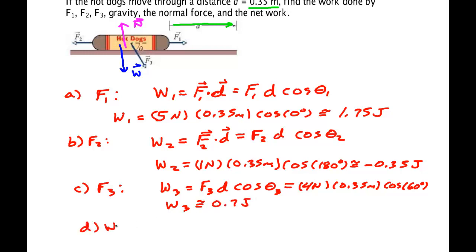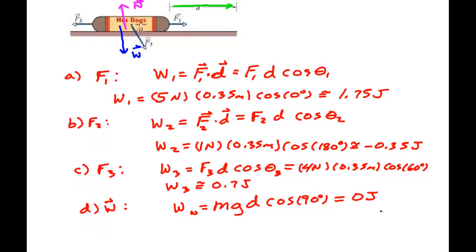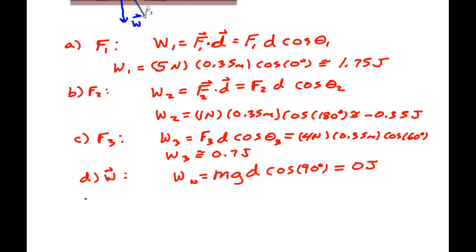What about the weight? Well, the work by the weight would be equal to mg times d times the cosine of the angle, but the angle is 90 degrees. So that's 0 joules, because the cosine of 90 degrees is 0. And the normal force? The work by the normal is the normal times d times the cosine of 90 degrees. And it also does no work. And I don't even have to compute either the weight nor the normal force, since they do no work.